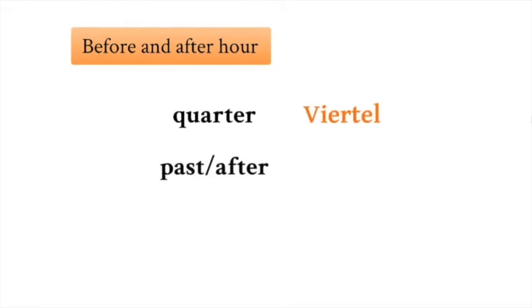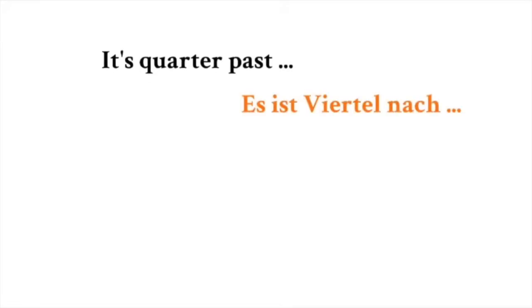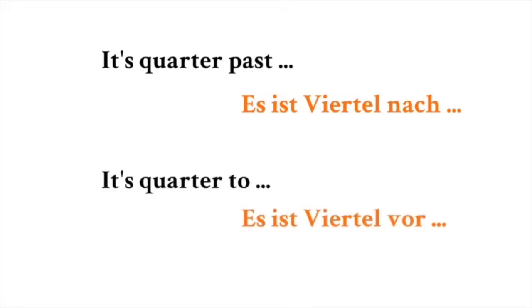Let's have a look at the vocabularies for before and after the hour. The first vocabulary is quarter in German, Viertel. And the second one, past or after, nach, and to or before, vor. Viertel, nach, vor. So for example, if you want to say it's quarter past, you would say es ist Viertel nach. And if you want to say it's quarter to, then you would say es ist Viertel vor.